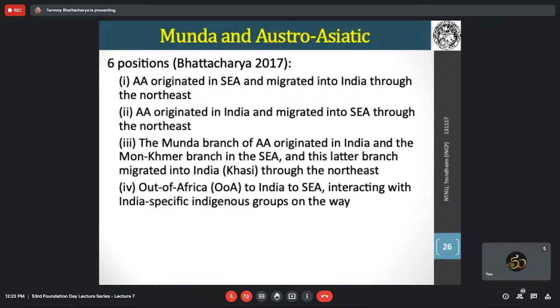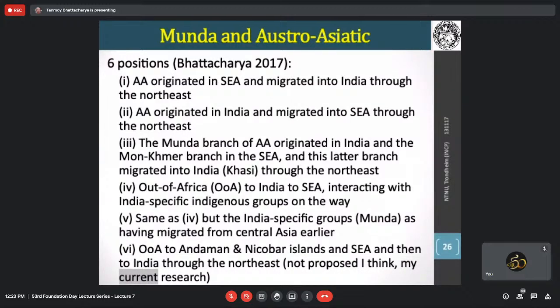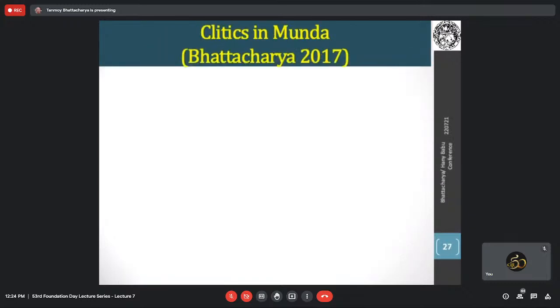These are all from the 19th and 20th centuries, interacting with India's specific indigenous groups on the way. Same as four, that is out of Africa, but with the India-specific groups, that is Munda, having migrated from Central Asia earlier. The last one has not been proposed, and that is my current research: out of Africa, but via the Andaman and Nicobar Islands and Southeast Asia, and through the coast of Myanmar into India, to the northeast of India. But that I won't be going into.